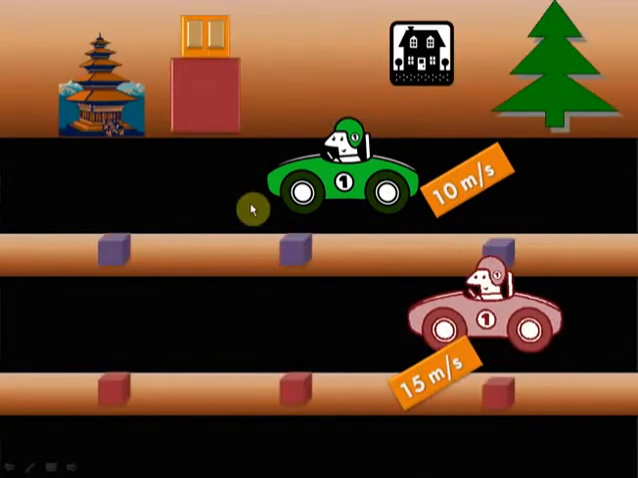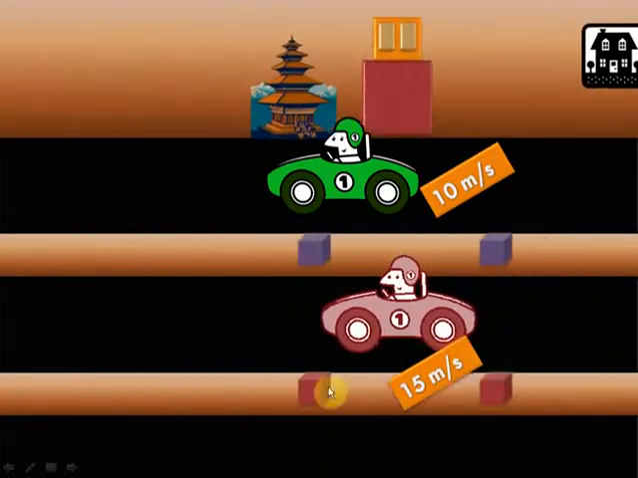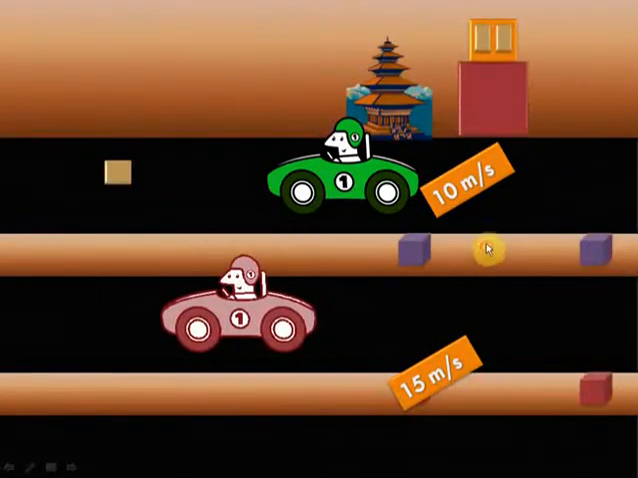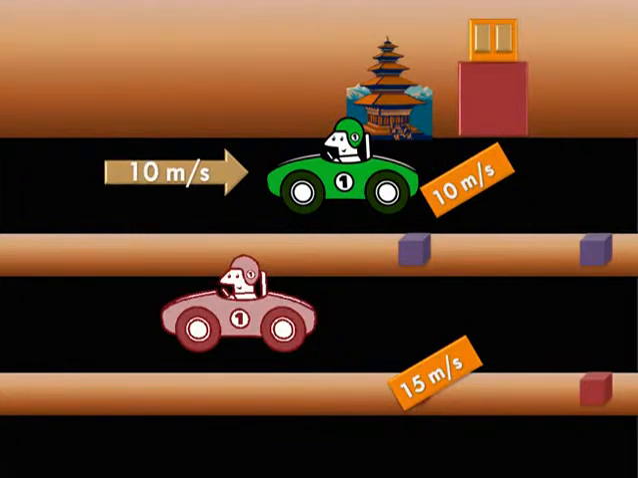Take a look at these two cars now. Again, the red car is moving at 15 meters per second and the green one at 10 meters per second. Now, we want to calculate the velocity of the red car with respect to the green car.